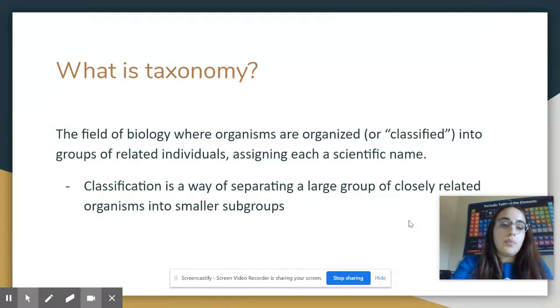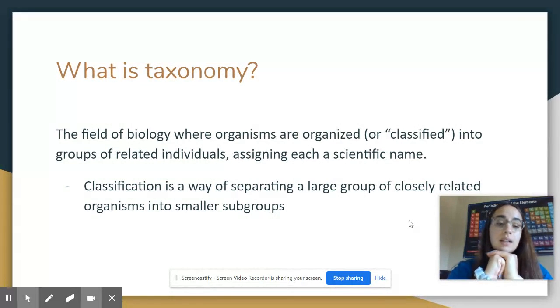All right. So first of all, what is taxonomy, right? It's kind of a strange word that sounds like taxes maybe, which isn't really related to science. So what taxonomy is, this is how scientists organize all living organisms into related groups. And then they give those organisms a specific scientific name. Okay. So first you're going to classify the living organisms, and then you're going to name those specific organisms.